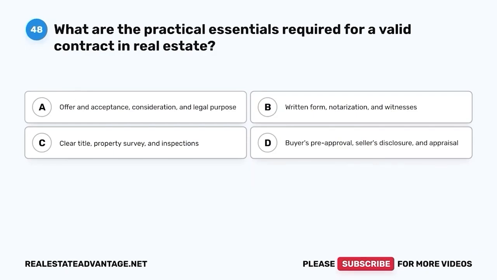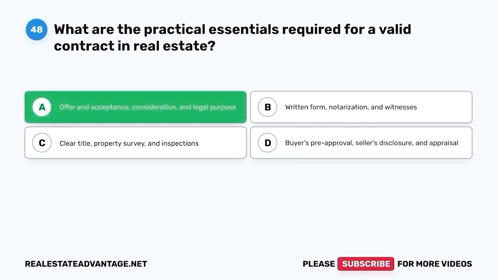Question 48. What are the practical essentials required for a valid contract in real estate? A. Offer and acceptance, consideration, and legal purpose. B. Written form, notarization, and witnesses. C. Clear title, property survey, and inspections. D. Buyer's pre-approval, seller's disclosure, and appraisal.